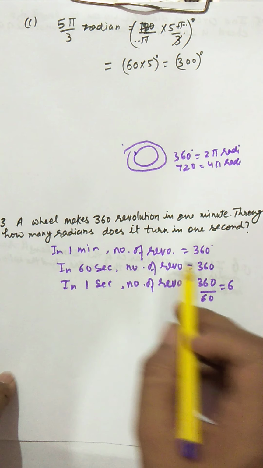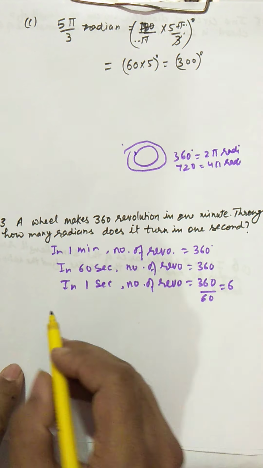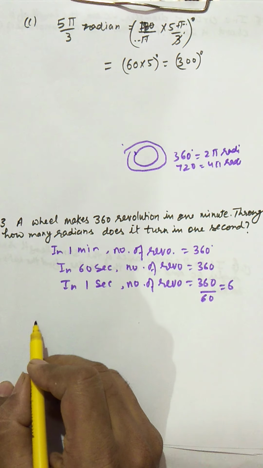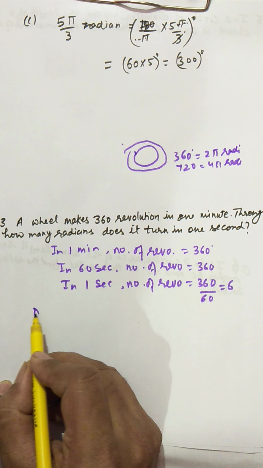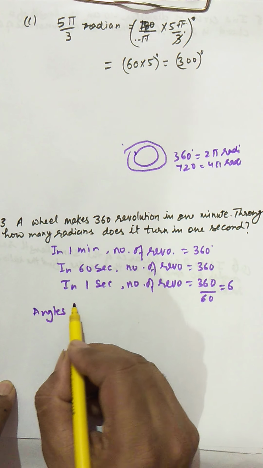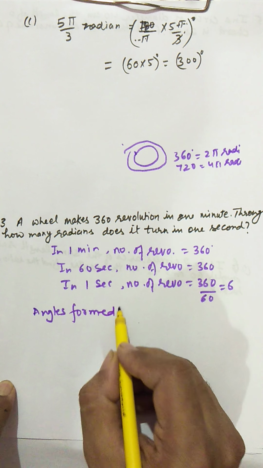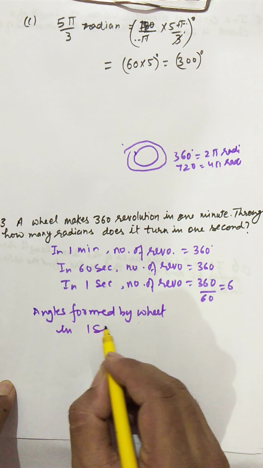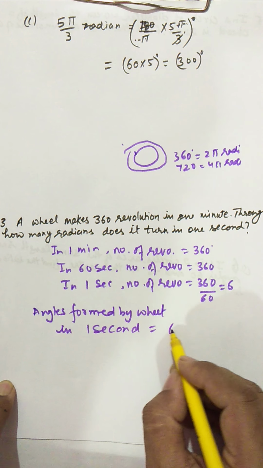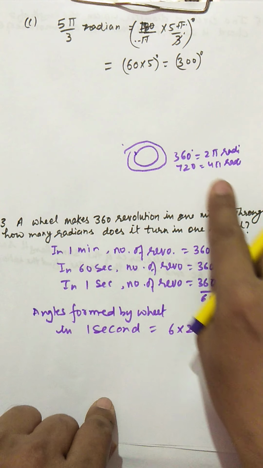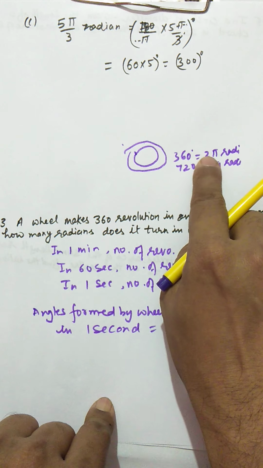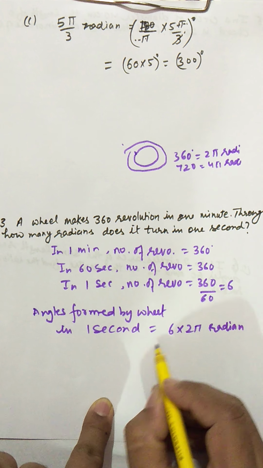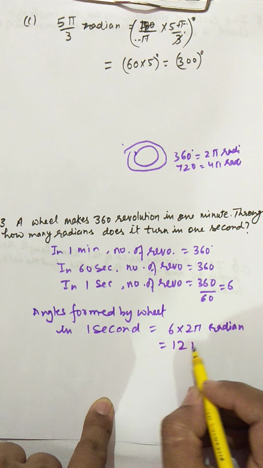So we have to find how much angle it will be forming. I told you for one revolution the angle is 2 pi. So the angle formed by the wheel in 1 second will be 6 into 2 pi, because in one round the angle is 2 pi radian. So this is going to be 6 into 2 pi radian, which is 12 pi radian.